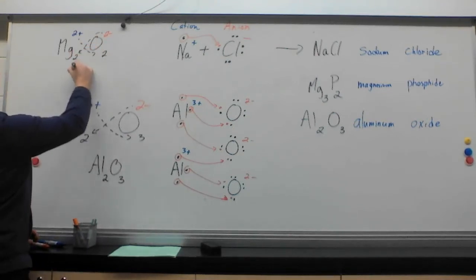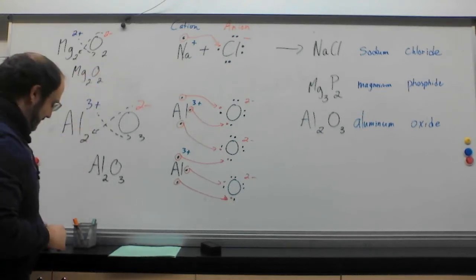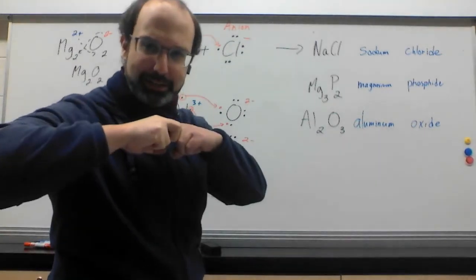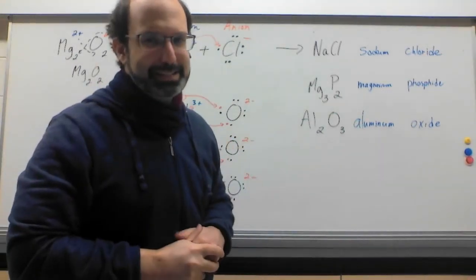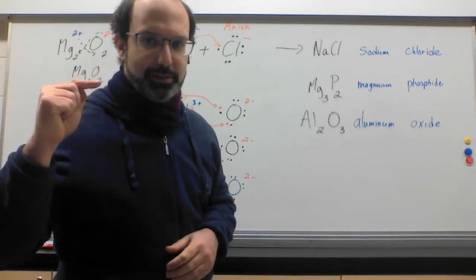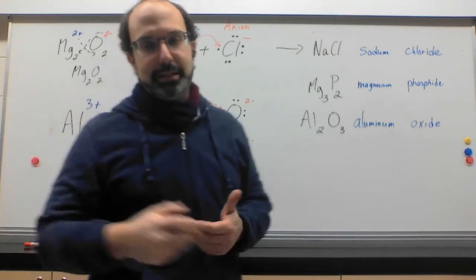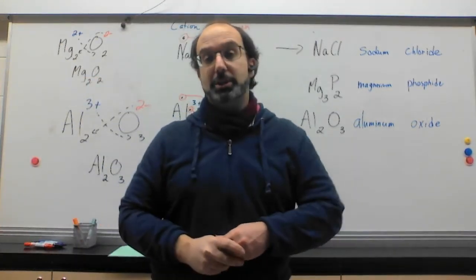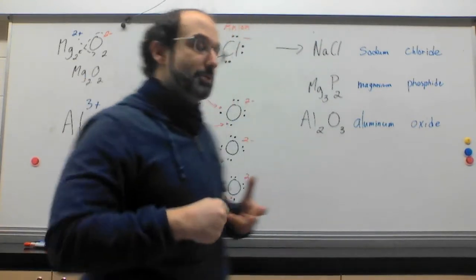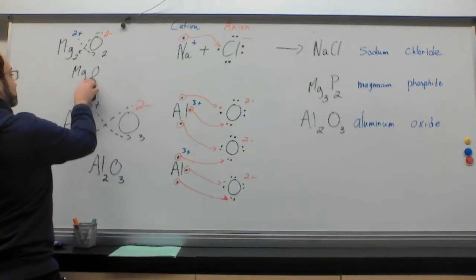Because I'm going to write Mg2O2. That kind of implies that I need 2 magnesiums and 2 oxygens to combine together in order to make this thing, but I don't. I only need 1 of each. So we'd actually just put MgO. Basically, for those with a little bit of math knowledge, what we're dealing with here is a lowest common multiple. We are going to divide by the lowest common multiple. In this case, it's 2, and we're going to get rid of the 2's and put it like so.